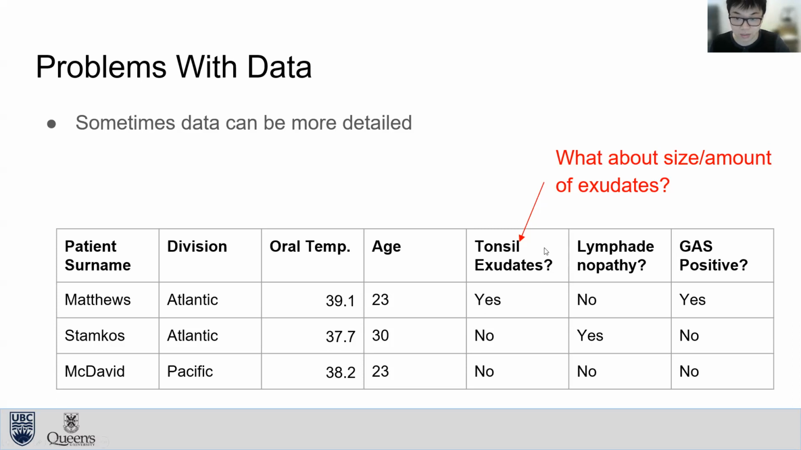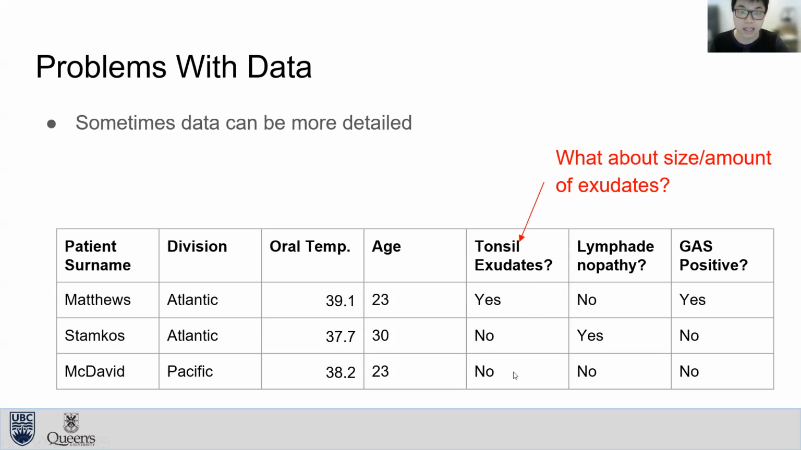So something like this, whether they have tonsil exudates or not, just saying yes or no is classifying an entire spectrum of exudates into 2 classes. So we lose a lot of information in between. For instance, the size of exudates might matter on whether they have group A strep or not, but this data set would not represent that.